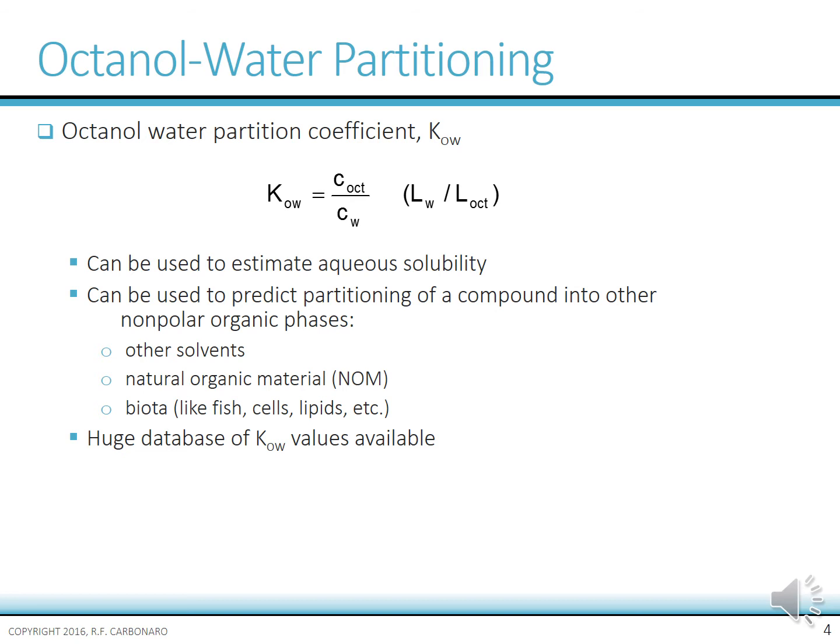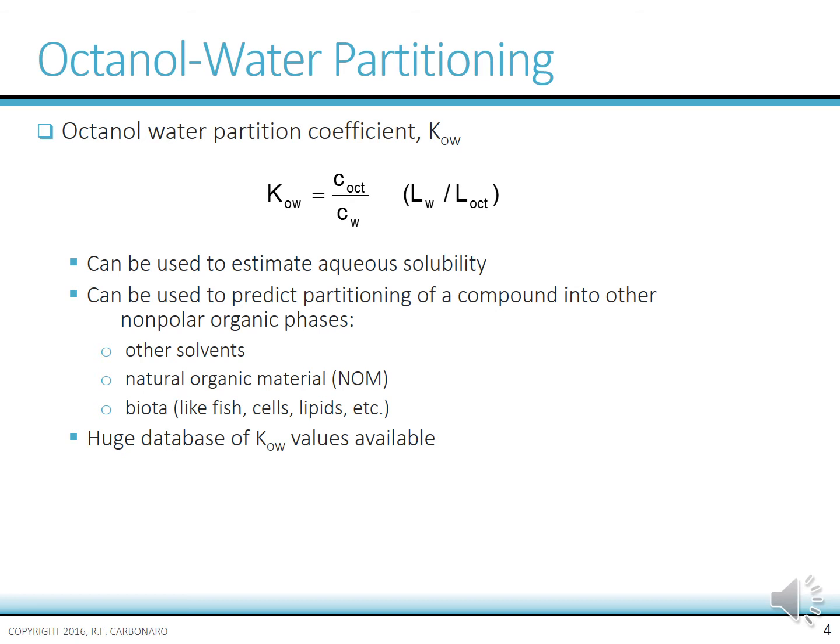And you can think of KOW as being essentially the fraction or proportion of the chemical in these two phases. So if KOW is greater than 1, it means that the concentration in the octanol phase is higher than that in the aqueous phase. And if it's less than 1, then the concentration in the aqueous phase is larger than it is in the octanol phase.